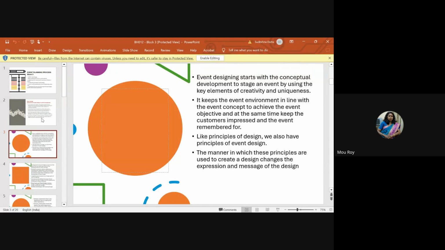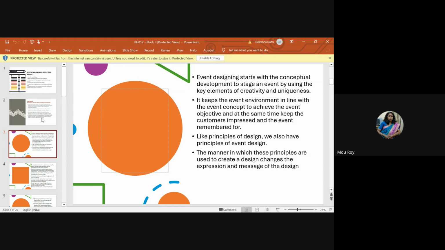See, an event organizer organizes an event for a marriage party. Suppose on Monday they have organized a marriage party. Tuesday also they are organizing a marriage party. But you see, the theme will differ. So that is what, each theme should be different from the other. That uniqueness has to be there.